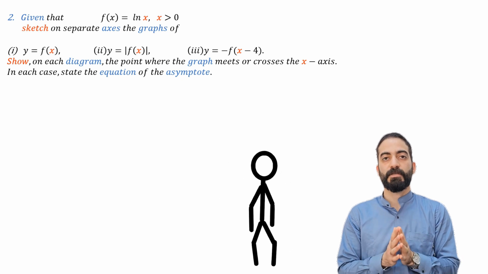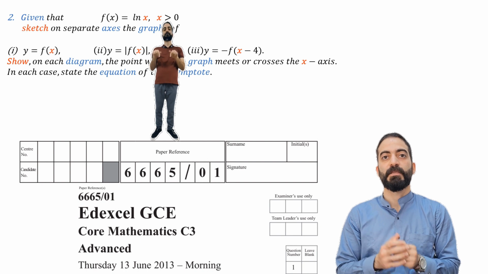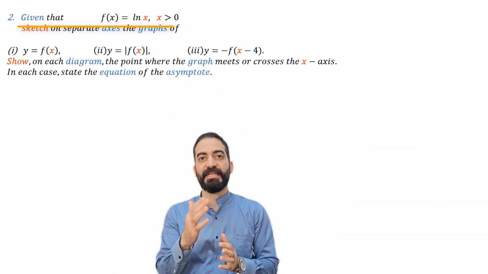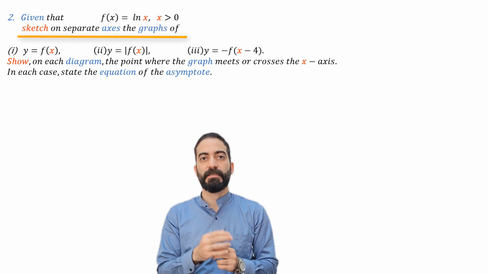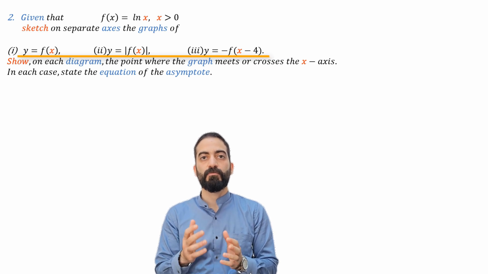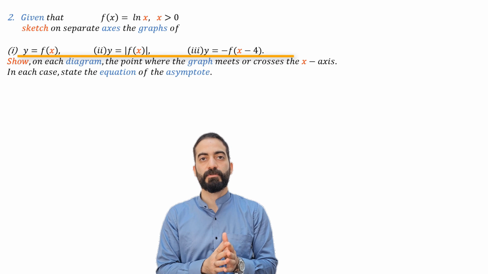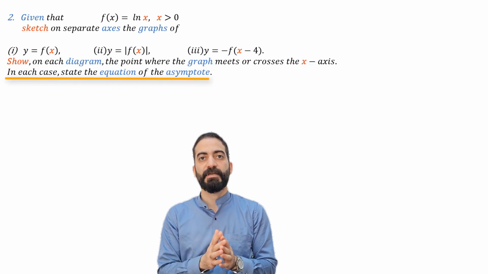Hello everyone, we will start by solving question 2 of the Edexcel GCE 2013 exam. Given that f(x) equals ln x, x larger than 0, sketch on separate axes the graphs of y equals f(x), y equals absolute value of f(x), y equals minus f(x minus 4). Show on each diagram the point where the graph meets or crosses the x-axis. In each case, state the equation of the asymptote.